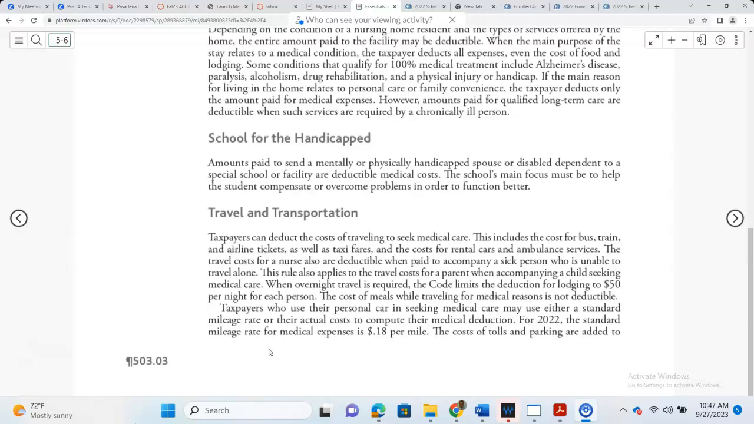For 2022, the standard mileage rate for medical expenses is 18 cents per mile, and that is changing every year, sometimes twice a year. Sometimes the first 6 months is different, the second 6 months is different. So you have to have a very good record of that medical mileage because sometimes you have to calculate which period it's falling in.